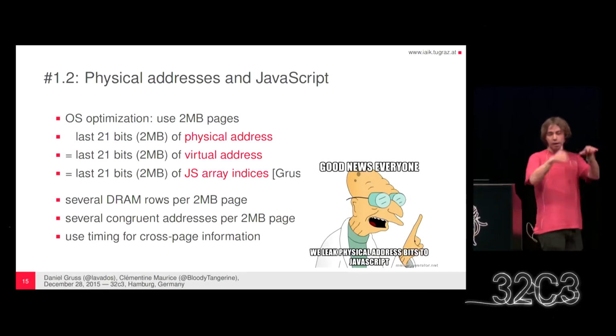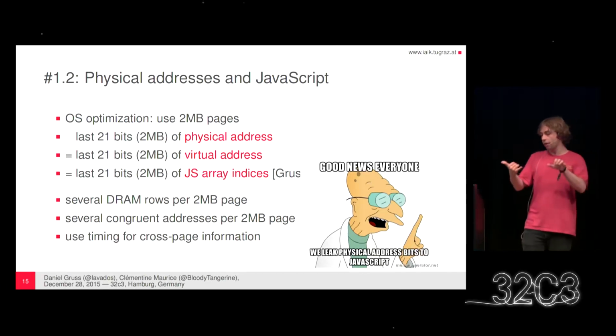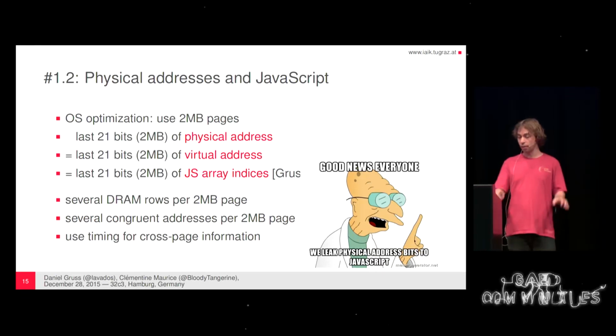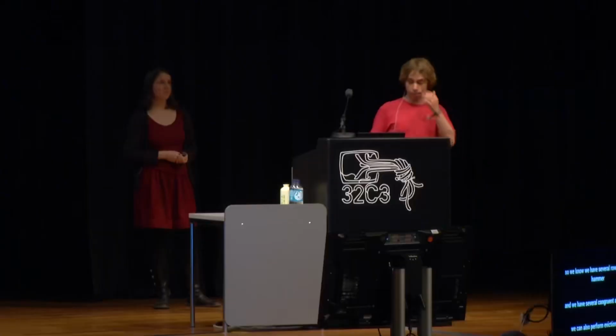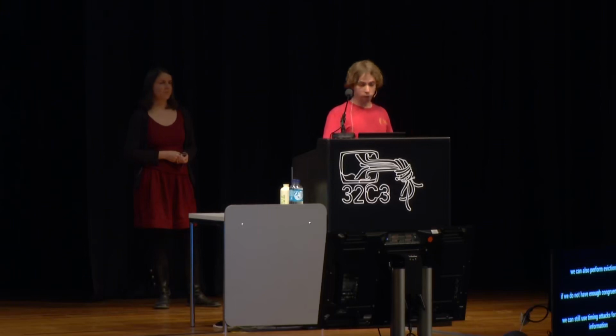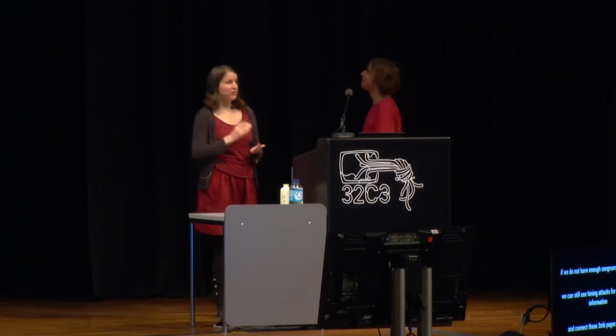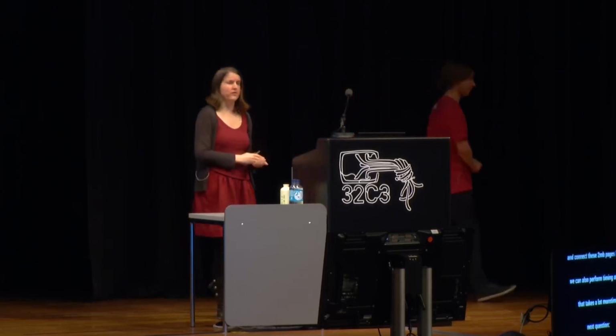And if we do not have enough congruent addresses, we can still use timing attacks for cross-page information and connect these 2 megabyte pages by that. You can also perform timing attacks to work completely without 2 megabyte pages and with 4 kilobyte pages instead, but that takes a lot more time. So the next question: which physical addresses do we need to access?